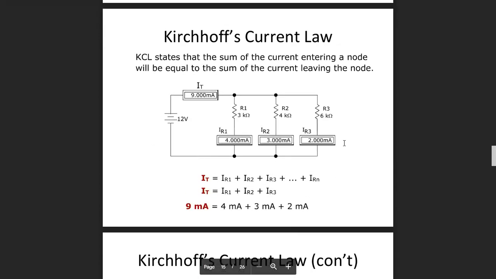Then KCL: the sum of the currents entering and leaving the node must be equal, or their sum should be zero, where you take entering as positive and leaving as negative in this form. Or you can say that the sum of the currents entering the node should be equal to the sum of the currents leaving the node.